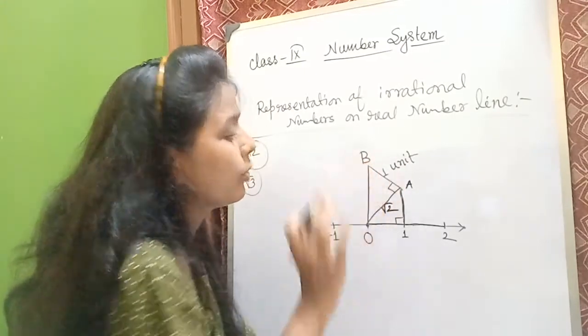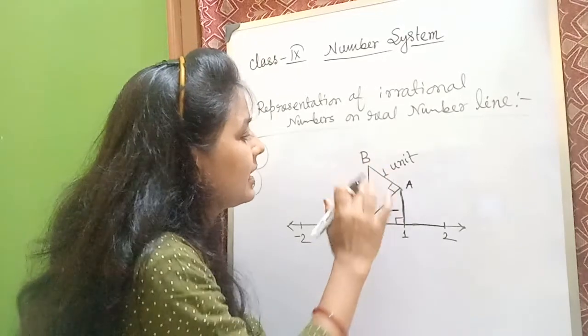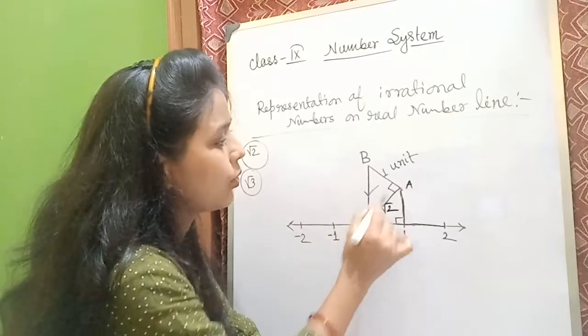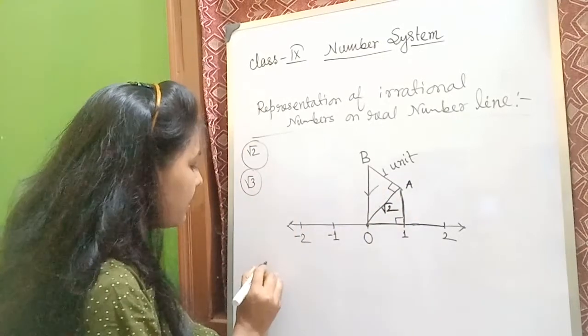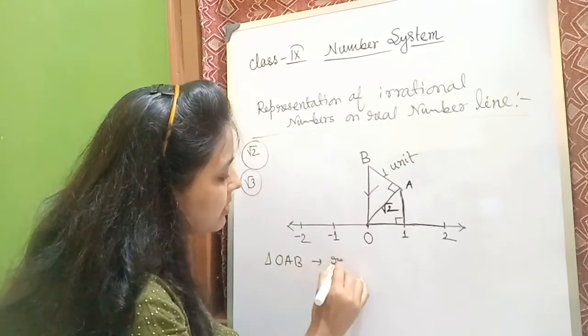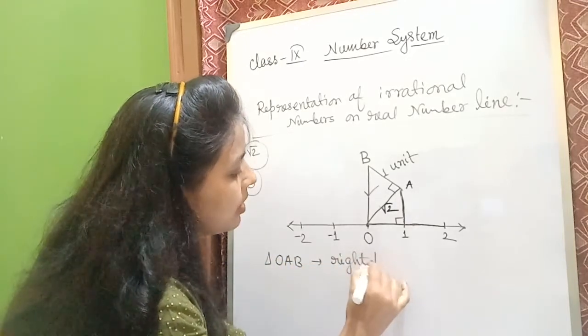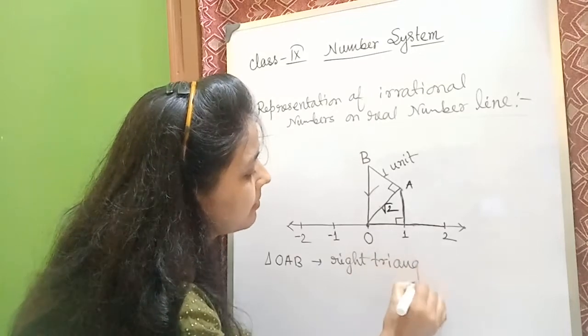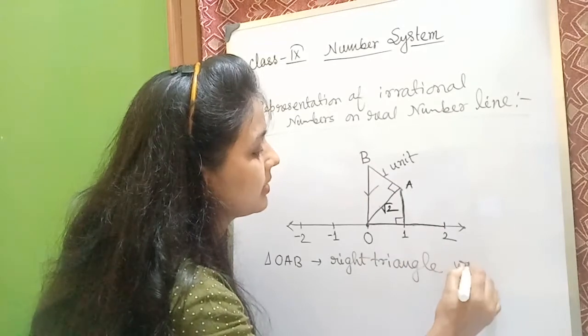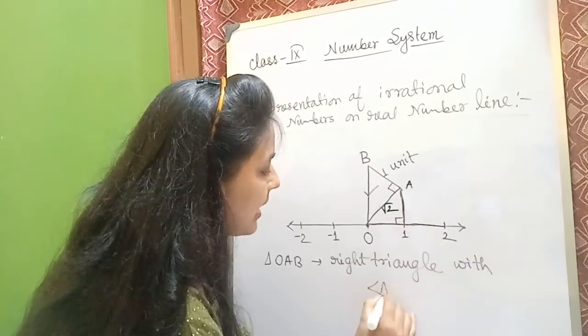Now this OB is actually the hypotenuse of the right triangle OAB. Here I am writing OAB, which is a right triangle. Why a right triangle? Because this angle at A is 90 degrees, right?